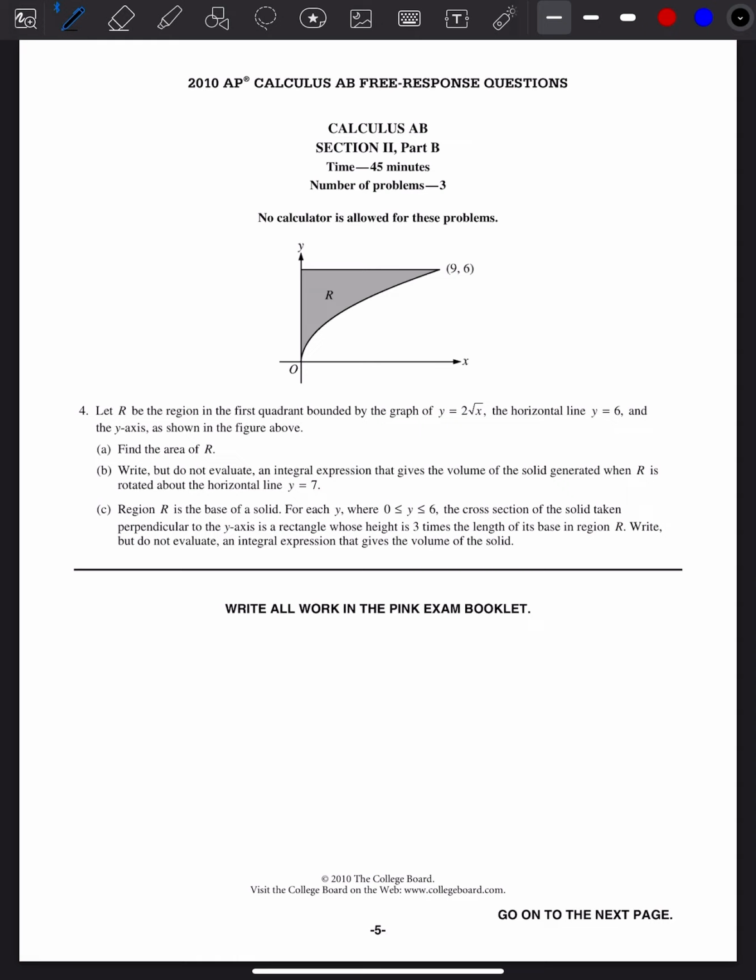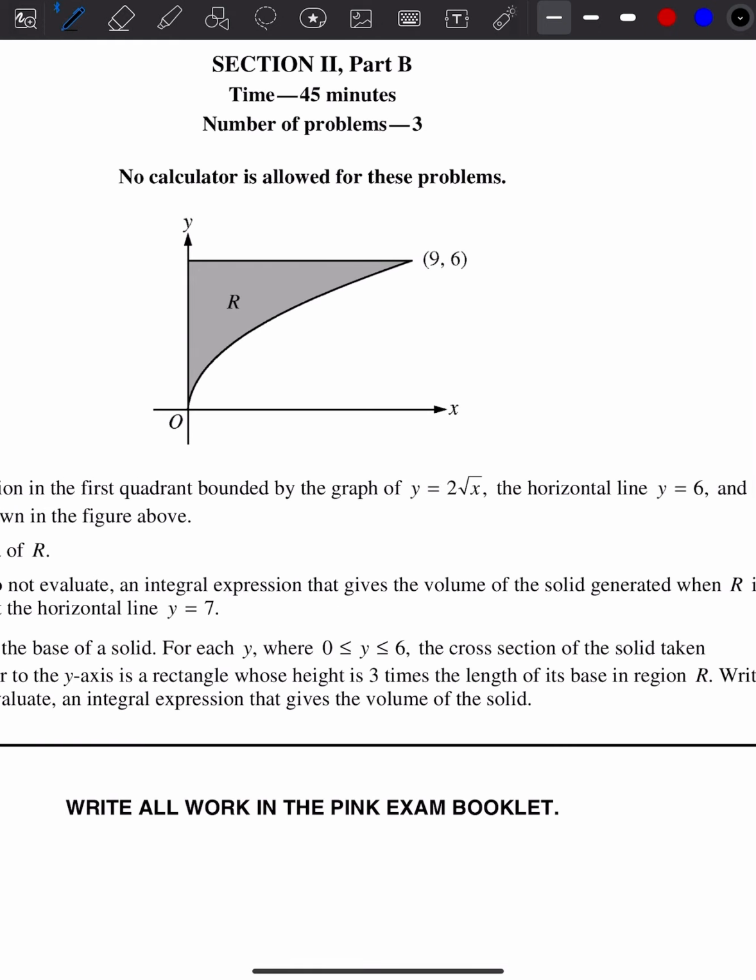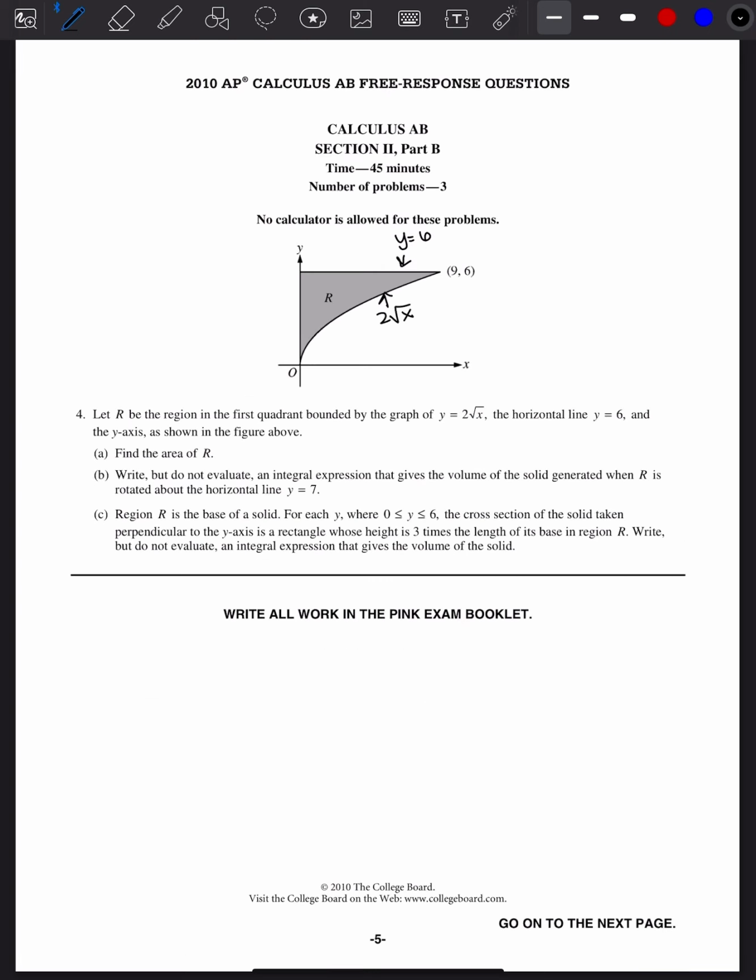One of the first things that I would do when I'm looking at this problem is label which equation is which. So this equation right here is going to be that 2 square root of x. This is y equals 6, and then the y-axis is the y-axis. So the first thing that we need to do is find the area of the region R.